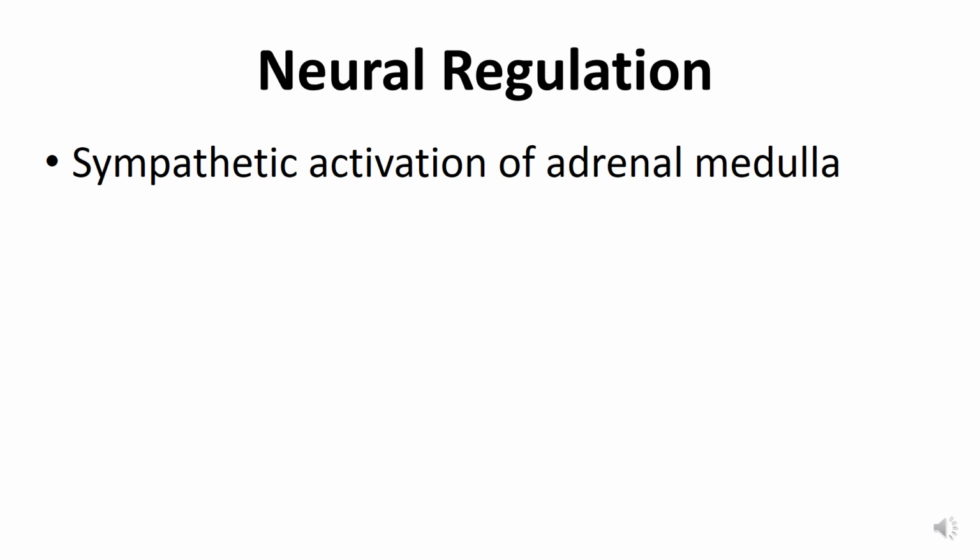Nerve impulses travel quickly from the brain to the adrenal medulla. In response, the adrenal medulla releases epinephrine and norepinephrine into the bloodstream. These hormones are also called adrenaline and noradrenaline. They prepare the body for immediate action.